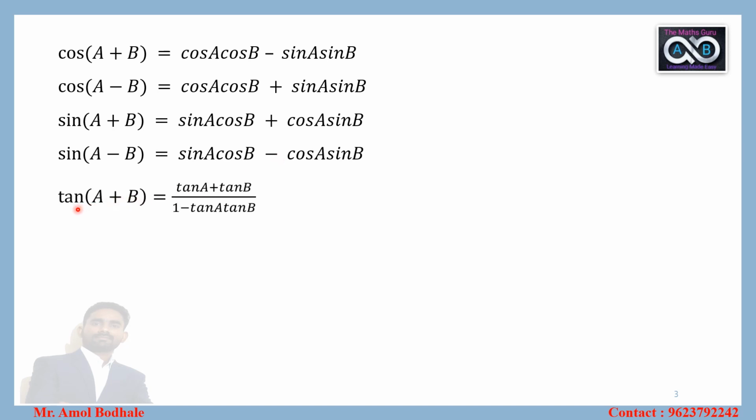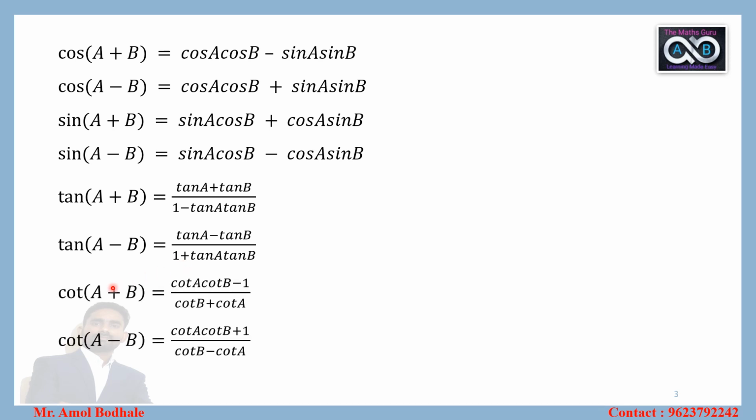The next formula, that is tan of a plus b equal to tan a plus tan b upon 1 minus tan a into tan b. And the second one, tan of a minus b equal to tan a minus tan b upon 1 plus tan a tan b. So we can remember this expansion of tan: tan a plus tan b upon 1 minus product of tan a and tan b. Similarly, for plus the numerator is sum and denominator is minus. For tan of a minus b, the numerator is with negative symbol and denominator is plus symbol.